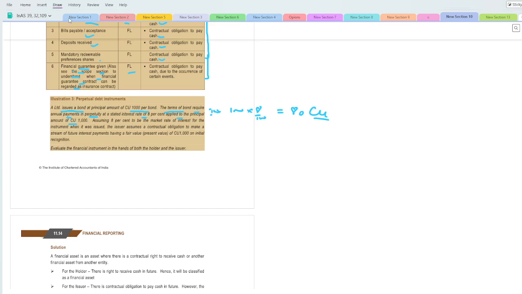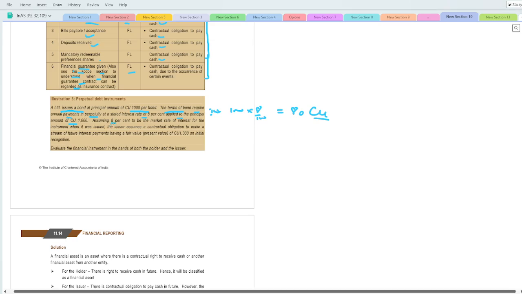Okay, so assuming the 8% to be the market rate, that means it is issued at par. Like the effective interest rate, meaning the discount rate, and the coupon rate are the same. This I will explain to you now. So assuming the 8% to be the market interest rate for the instrument when it was issued, the issuer assumes a contractual obligation to make the stream of future interest payments having a fair value of 1,000 on initial recognition. So evaluate the financial instrument in the hands of both the holders.